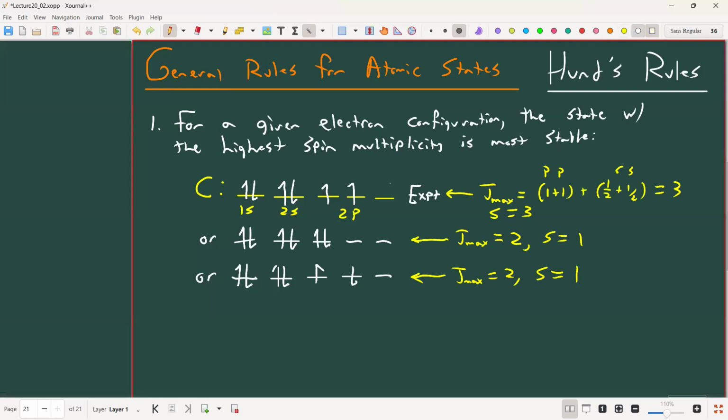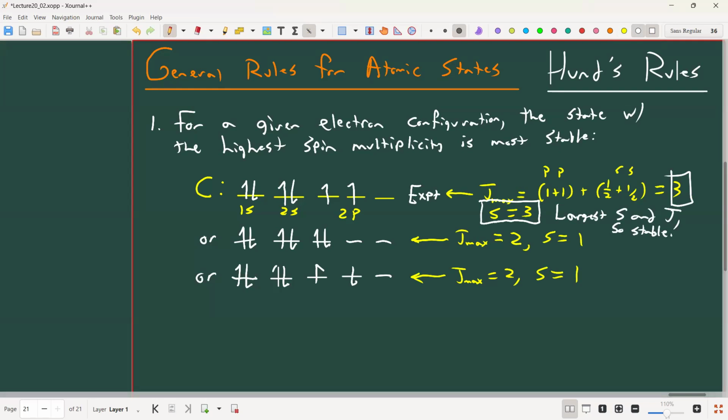And so the most stable one is going to be the one with the biggest multiplicity, which is the triplet state. Right? This has the largest S and J. So stable, right? So this is how Hund's rule number one is how we fill electrons into orbitals, right? We don't pair them immediately. We add them one at a time, right? Because that maximizes the spin multiplicity to have them all unpaired and add one at a time. It also maximizes J. That explains that.